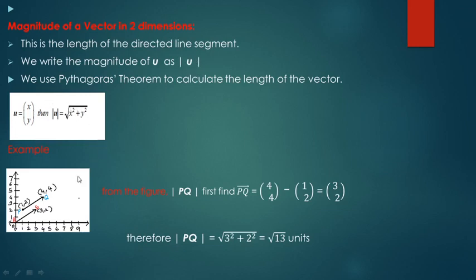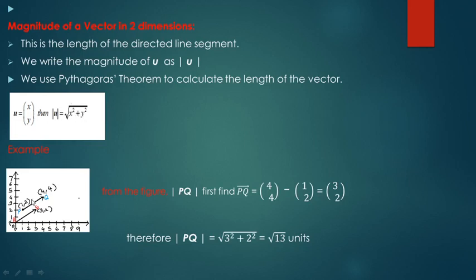And we find magnitude by using Pythagoras' theorem, to calculate the length of a vector. That is, if u is (x, y), then the magnitude of u is the square root of x squared plus y squared.